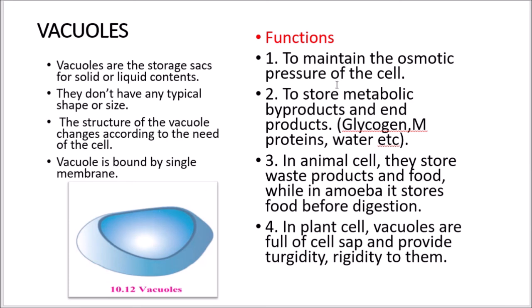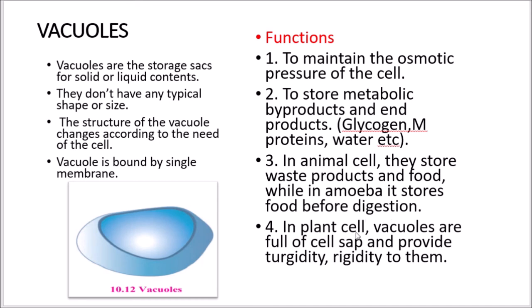The function is to maintain the osmotic pressure of the cell. Second, to store metabolic byproducts and end products like glycogen, proteins, water, etc. Third, in an animal cell, they store waste products and food, while in amoeba, it stores food before digestion.